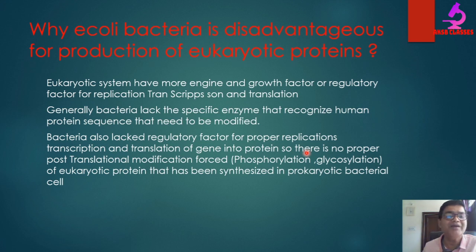So there is no proper post-translational modification, that is phosphorylation, glycosylation, of eukaryotic proteins that have been synthesized in prokaryotic cells. So in a nutshell, we can say a bacteria or prokaryotic system lacks the enzymes needed for post-translational modification, but in the eukaryotic system, a large number of enzymes and regulatory factors are present for post-translational modification for the proper functioning of particular proteins.